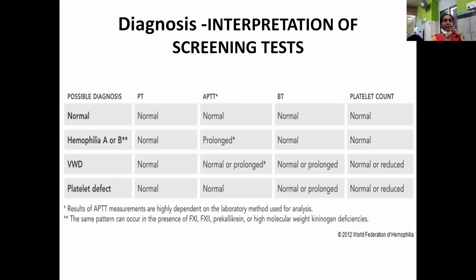So in this table, you can see that in hemophilia A or B, you will get a prolonged APTT, while the PT, bleeding time, and platelet count will be normal. In case of von Willebrand's disease, again, you get a prolonged APTT, but here the bleeding time also will usually be prolonged. And if type 2B von Willebrand's disease is there, you will get a low platelet count also. In the case of platelet disorder, if it is a thrombocytopenia, you will get a low platelet count. And if it is a platelet function disorder, your coagulation screening tests PT and APTT will be normal.